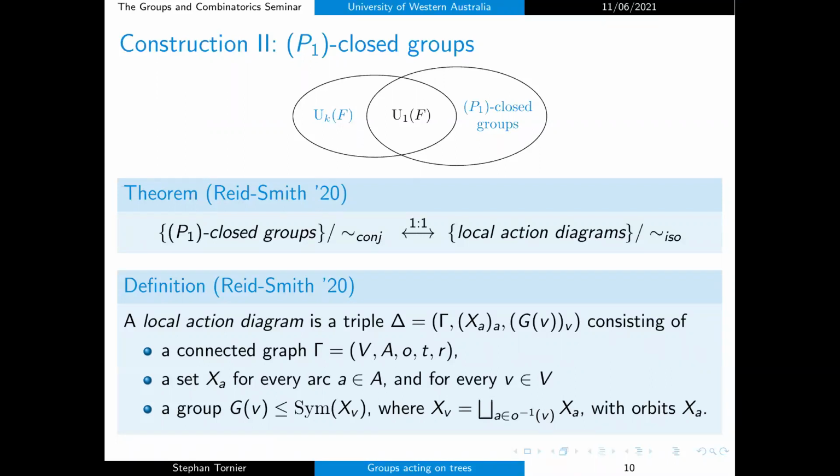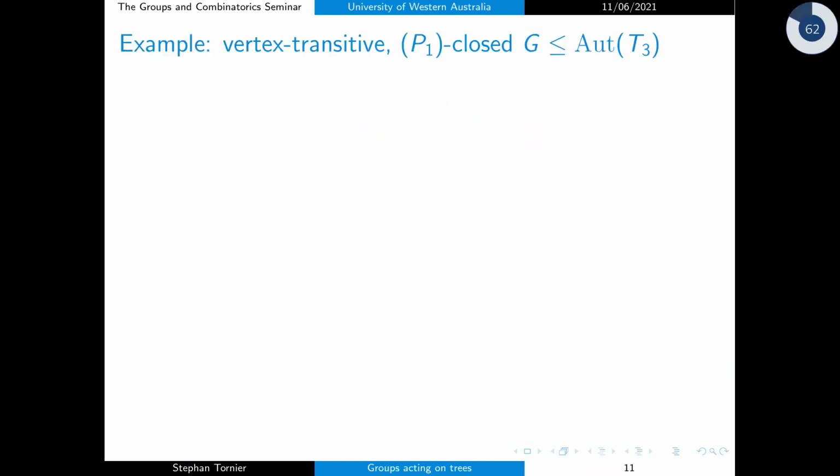Think of it as a color set, if you like. If red and green coming out of a given vertex are in the same orbit, then there's going to be a set of size 2, red and green. Okay, maybe it becomes more clear if I give you some examples. In fact, let's do this. Let's classify vertex-transitive P1 closed groups acting on the tree of degree 3.